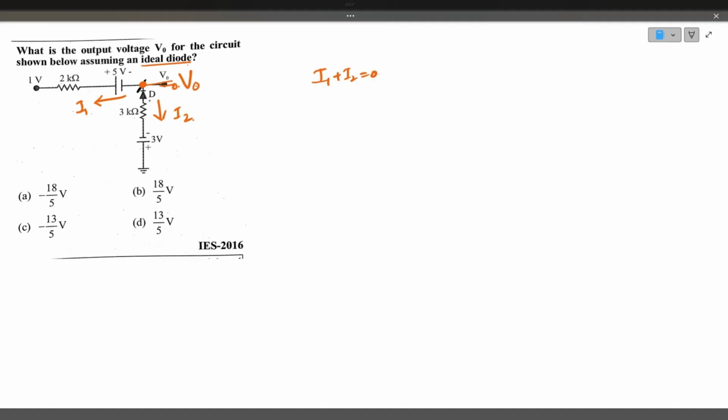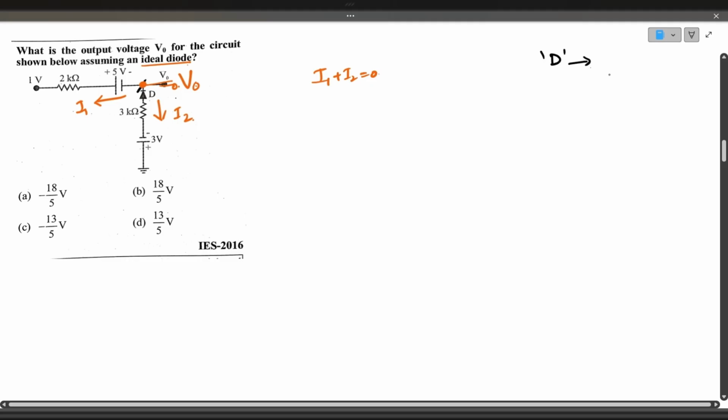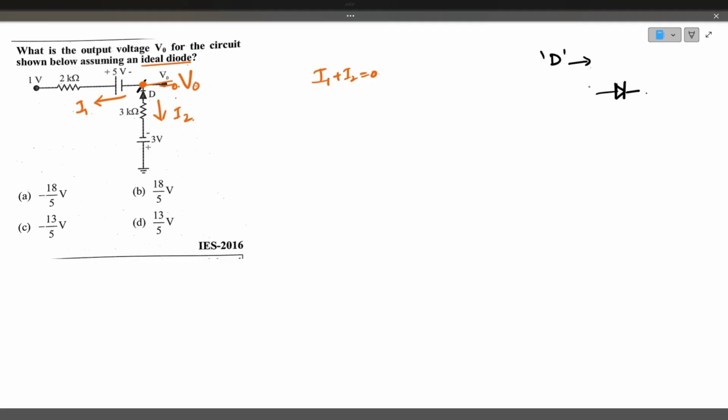Here, what about the diode? What is the state of the diode? Is diode D forward biased or reverse biased? Let's find out. If you observe carefully, the diode's P type is connected to minus 3 volts, and the N type is connected to minus 4 volts, because plus 5 volts and 1 volt, if you subtract, gives minus 4 volts. So the P type has the higher potential and the N type has the lower potential. So the diode is forward biased. Based on this, we will go further by applying nodal analysis.